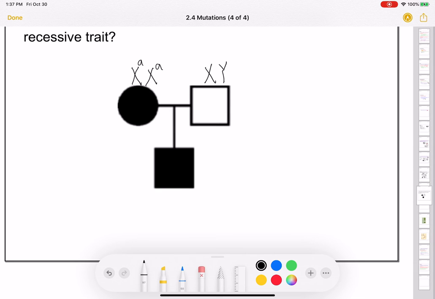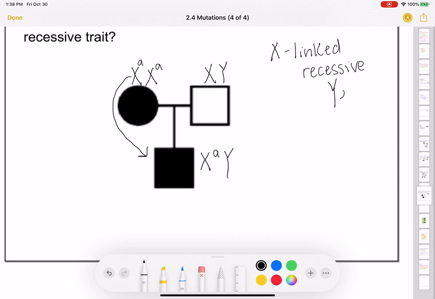Okay, so if we do that cross, well, we don't have to do the cross. We're always going to get a little a X from your mom because she has the disorder. And then, because this is a male, we get a Y from the dad. So when we get that bad X from our mom, we have nothing to overpower it, so then we have the disorder. So the answer is, can this be X-linked recessive? The answer is yes. So this would be X-linked recessive if the mother had the disorder, okay?